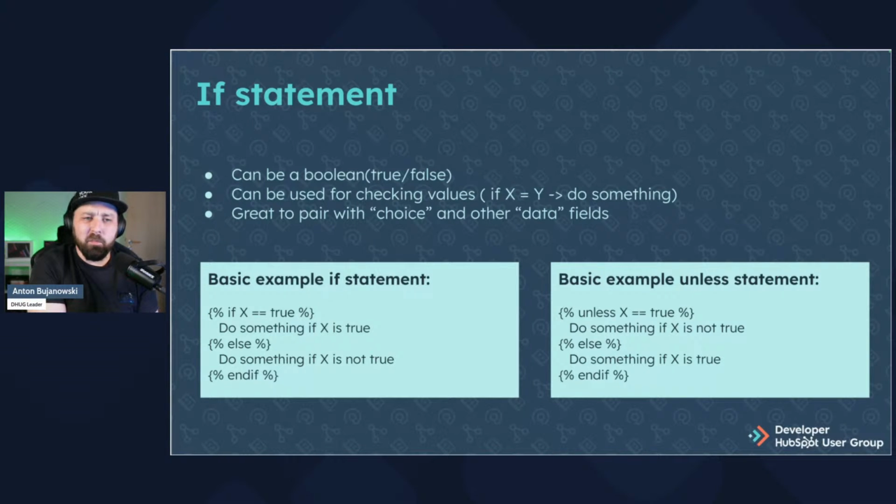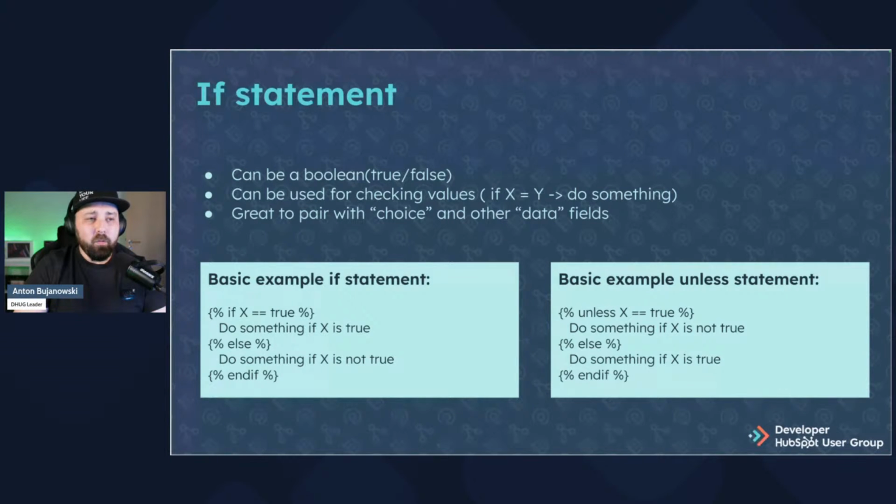One of the most important things a developer can do and should do is, of course, putting some logic into his or her code. So one possible thing is the so-called if statement. It can be used as a Boolean, so is true or false. And also it can be used for checking values. And to do that, it's a great thing to pair it with choices and other data fields.